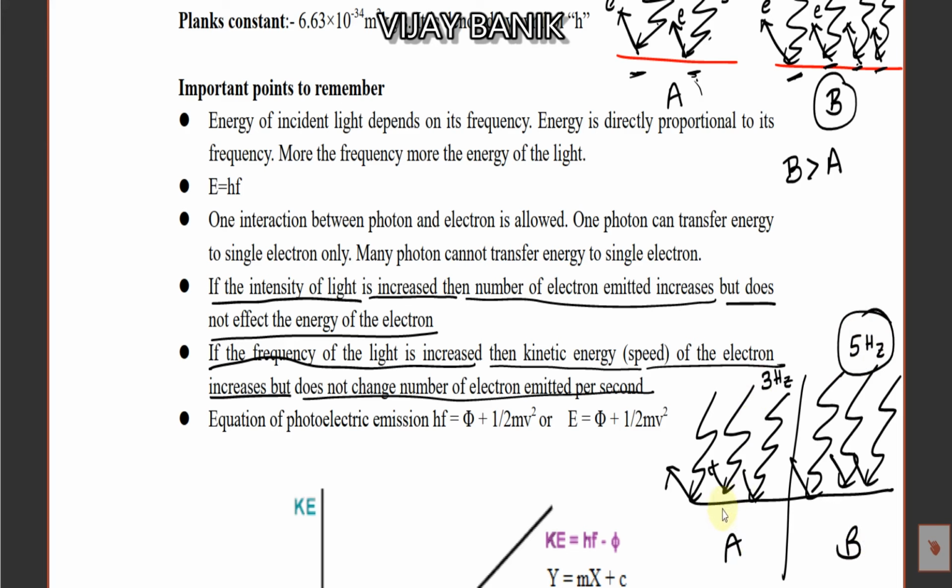So the electron in this region will have less speed when it ejects. It has less kinetic energy. Why? Because it has less frequency of light. But this one is high frequency of light. The number of electrons emitted is 3 only, because intensity is same for both the plates. But the speed at which those electrons are getting emitted is differing.